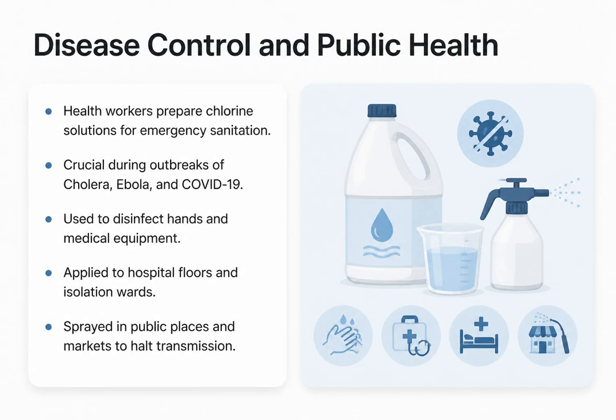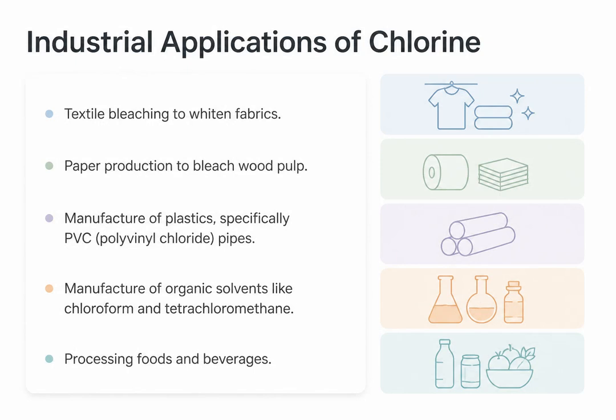In public health, chlorine's rapid germ-killing ability makes it a frontline defense during severe disease outbreaks. Health workers rely on carefully mixed chlorine solutions to establish emergency sanitation zones when battling highly contagious diseases like cholera, Ebola, and COVID-19. It is used comprehensively to disinfect hands, sterilize medical equipment, and mop hospital wards. During severe epidemics, you will even see public health teams spraying chlorine solutions across public places and markets to break the chain of transmission.